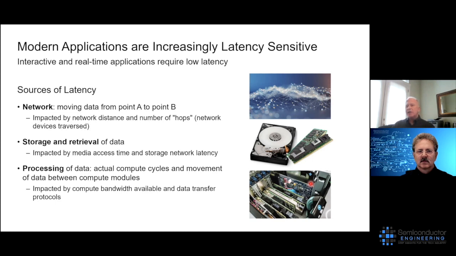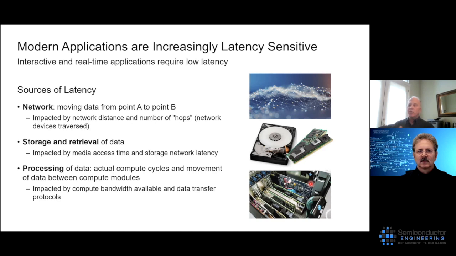The second one is storage and retrieval of data. It's become a big bottleneck in many cases. Moving data from one place to another is great, but I have to get it in and out of storage. I have to process it, then I have to save it, et cetera. So that media storage, not just how fast I can access it, but even what kind of latency is involved in doing that, is a big factor.